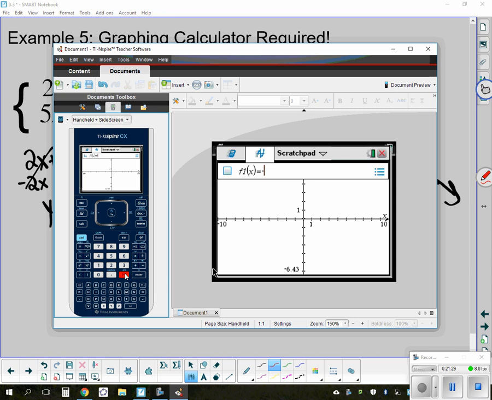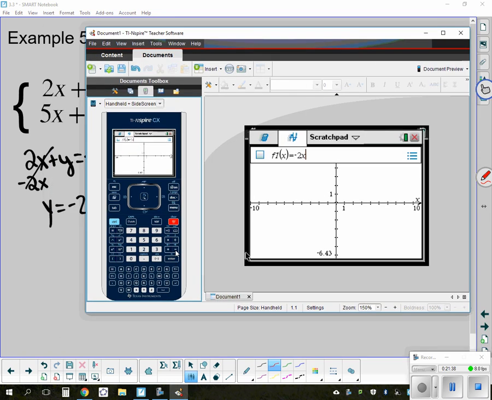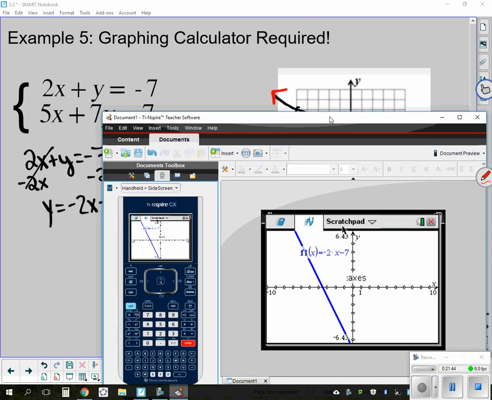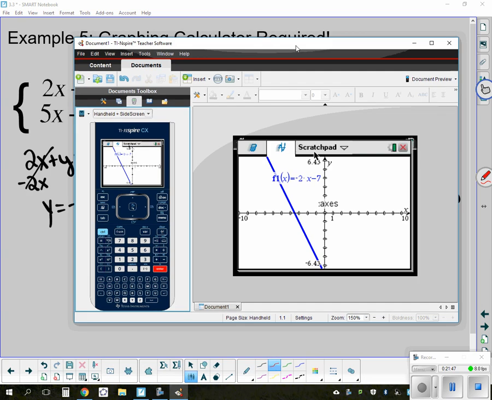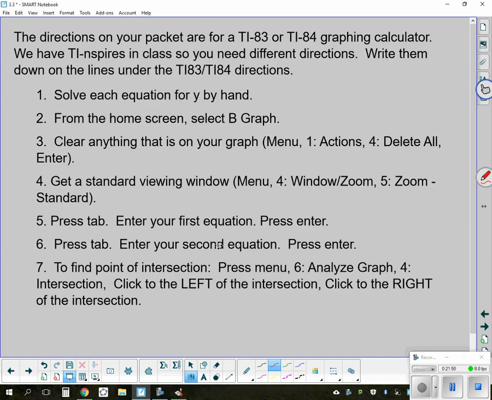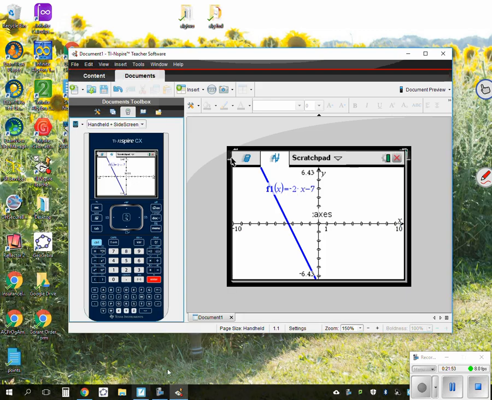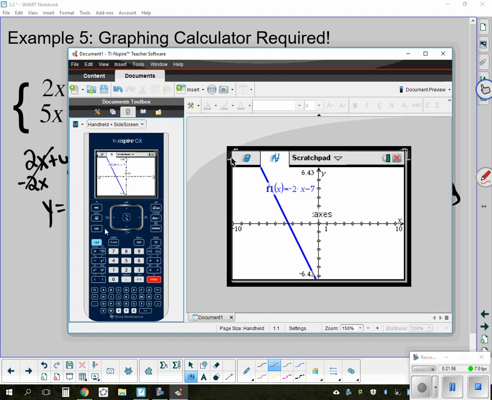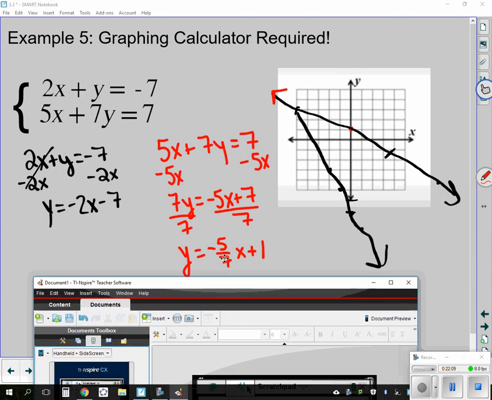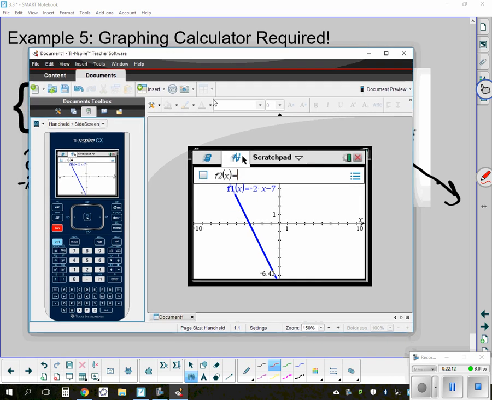So negative, make sure you have negative, not minus, -2x, whoops, not two of them, -2x minus 7, and then press enter, and there's your first line. It plots it on there right away. So that was my really crooked black line there. The next thing you want to do is put your second equation in. For your second equation, you're going to press Tab again, and now it says f2 of x because this is your second equation. But again, that is just the same as y equals, so we will just type in the rest of the equation, -5/7 plus 1.